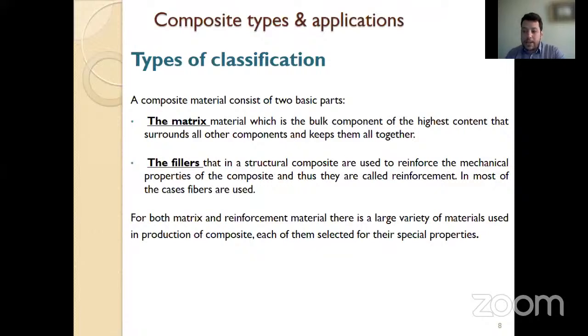Now we'll talk about the composite types and their classifications. A composite material consists of two basic parts. The first one is the matrix material, which is the bulk component of the highest content that surrounds all other components and keeps them all together. And the second part is the fillers that in a structural composite are used to reinforce the mechanical properties of the composites, and thus they are called reinforcements. In most of the cases fibers are used. For both matrix and reinforcement material, there is a large variety of materials used in production of composites, each of them selected for their special properties.